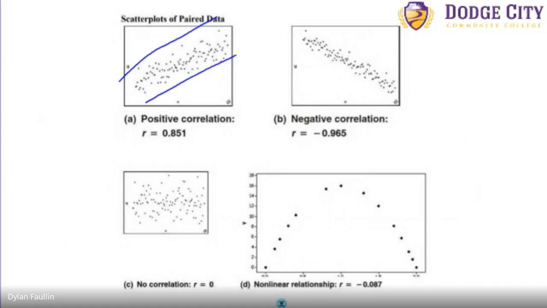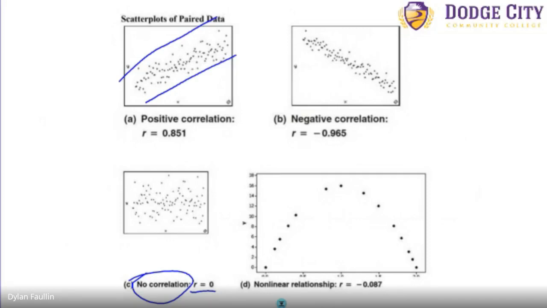Contrast that with C, where the points are just randomly scattered about the entire square, right? The entire rectangle. I shouldn't have called it a square, it's obviously a rectangle. So you can't really corral these points along some kind of narrow band. So C has no correlation at all. In fact, the value for R here is stated to be 0. It's about as random as you can make it. So there's no linear relationship there at all.